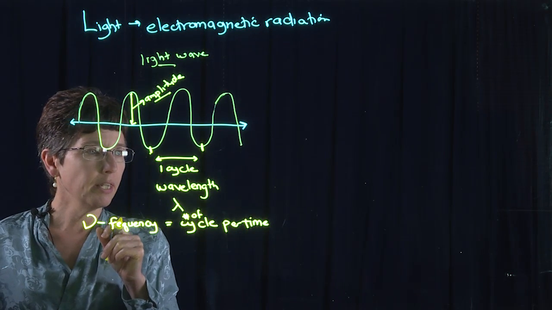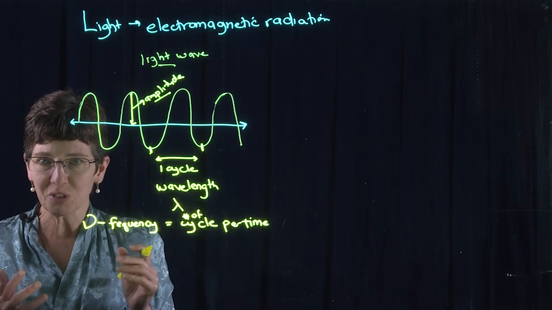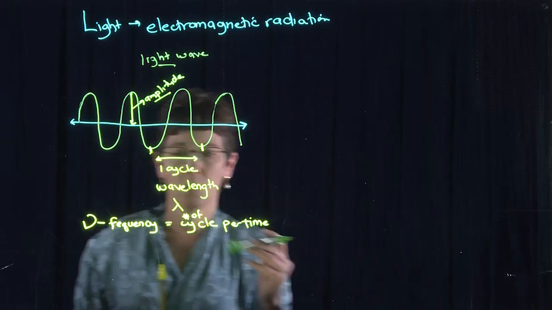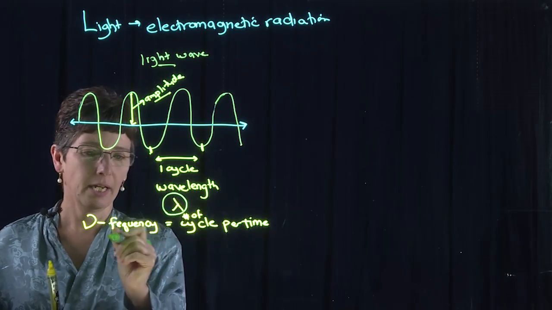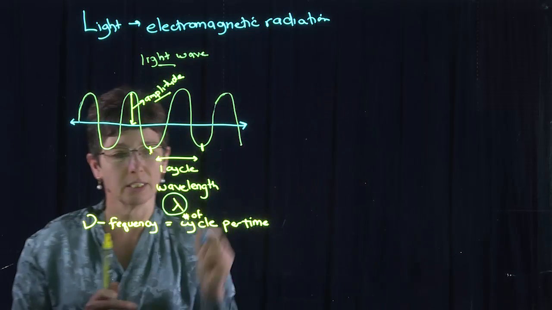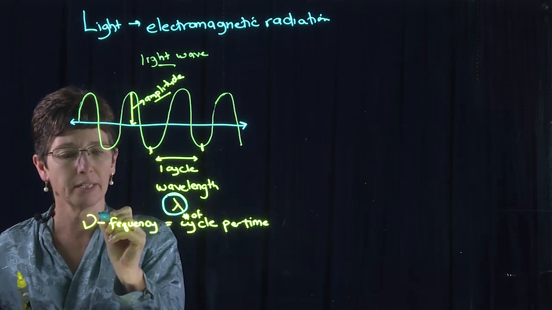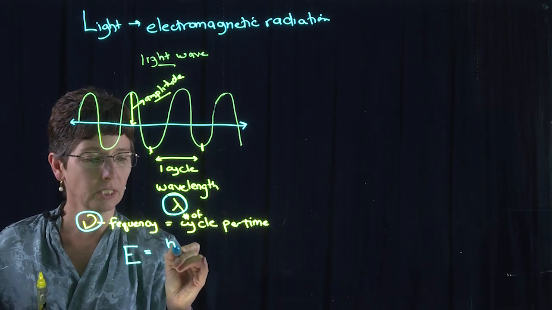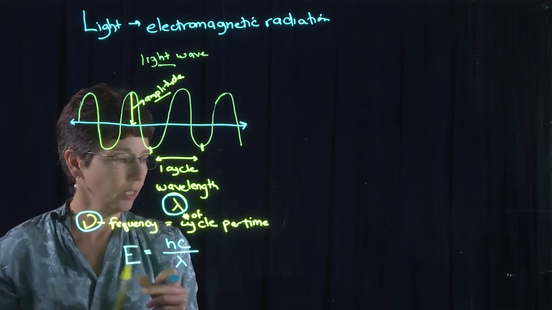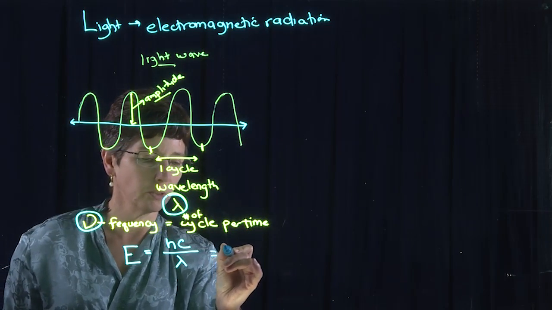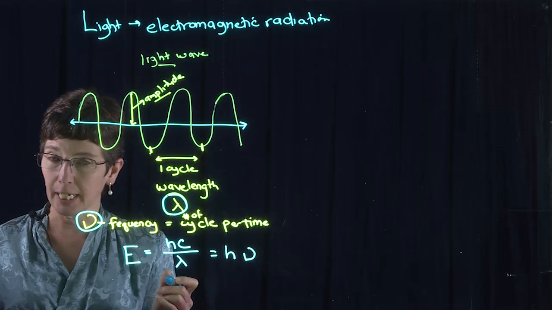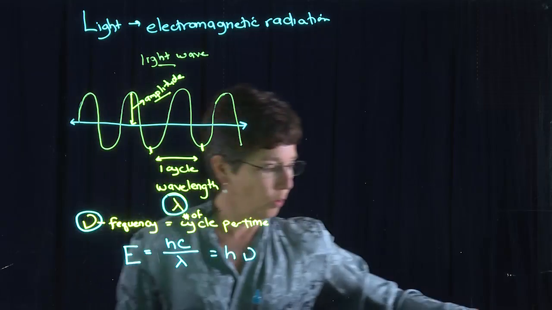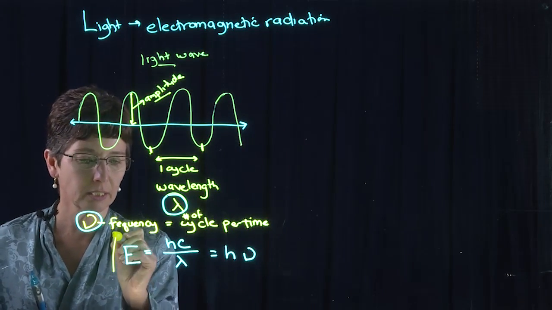And there are some equations, and we've used them, but I thought I should go over them explicitly, that relate wavelength and frequency to energy. Energy is equal to hc over wavelength, which is also equal to h times the frequency. And again, h is Planck's constant. That's just a constant we're going to be looking up. So these are core equations in chemistry and in physics.